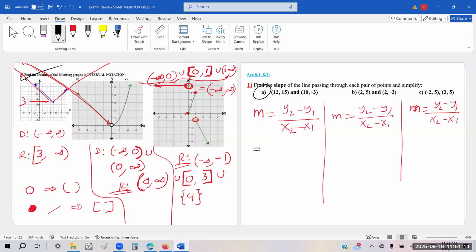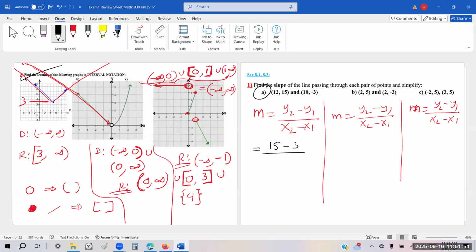So for the first pair, we have 12, 15, 10, 3. So what should I write? What minus what on the numerator? 15 minus 3 divided by? You cannot do that. You told me 15 is your y2. If 15 is the y2, your x2 has to be 12. You cannot say x2 is 10 if your y2 is 15. So whatever you're starting with for the y, you have to start your x exactly from that point.